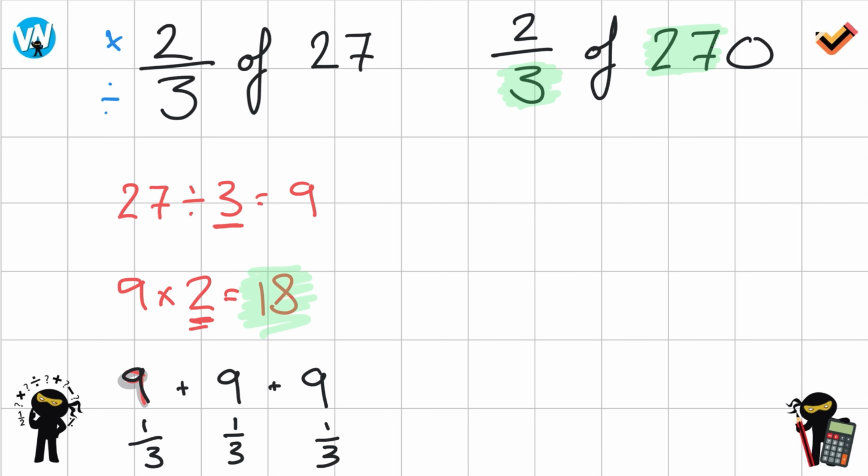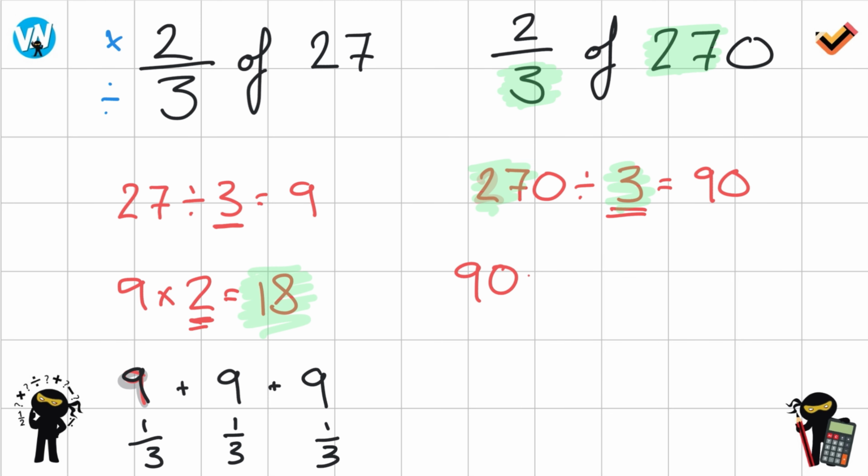So again, I'm going to record that. So 270 divided by 3, which is the denominator, the bottom number. We know 27 divided by 3 is 9. So 270 divided by 3 must be 90.